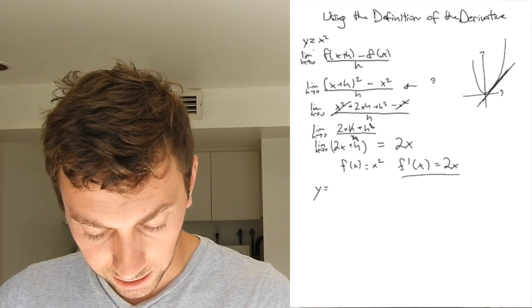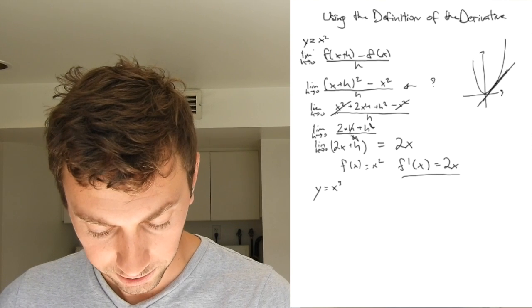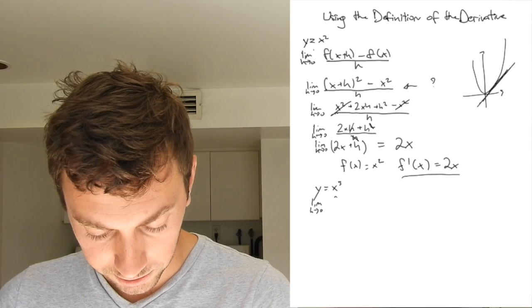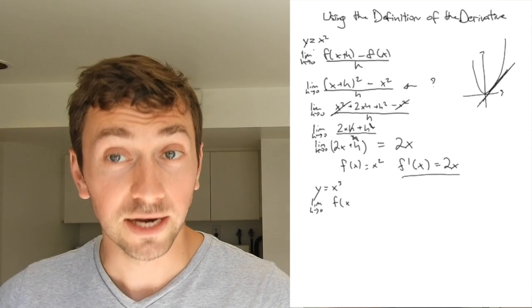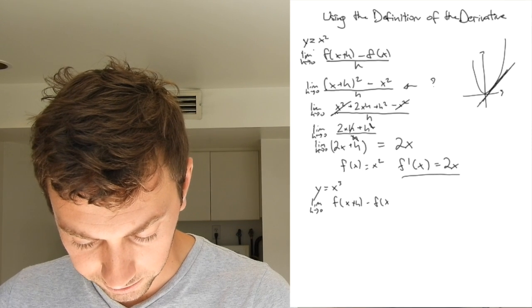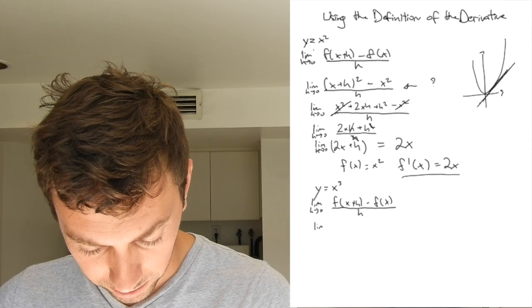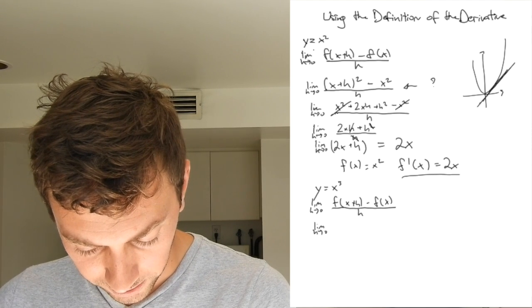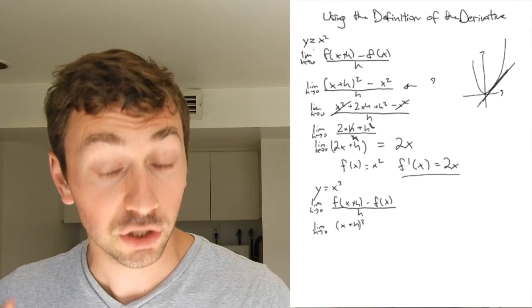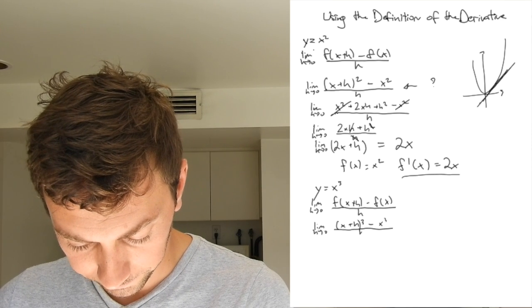Okay, let's try a slightly harder example. y equals x to the 3, just a little bit of algebra. Let's try this: the limit as h goes to 0. Write down your starting formula, f of x plus h minus f of x over h. Okay, plug it all in. The limit as h goes to 0 of f of x plus h cubed, my function is x cubed, minus x cubed, over h.